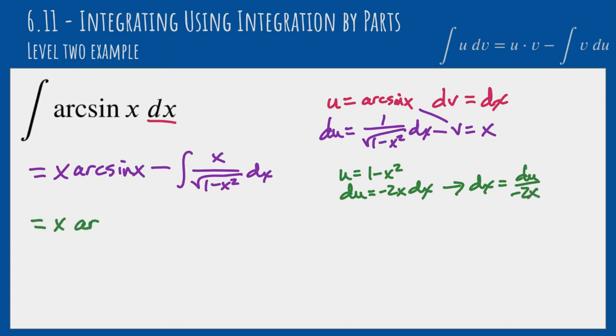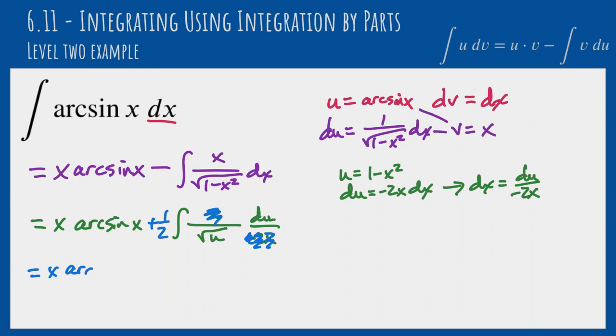Then making a substitution there, we're going to have x in the top still for now over the square root of u, and then dx becomes du over negative 2x, and those x's are going to cancel each other out, the negatives cancel each other out, and that 2 is going to go out front, make it a 1/2.